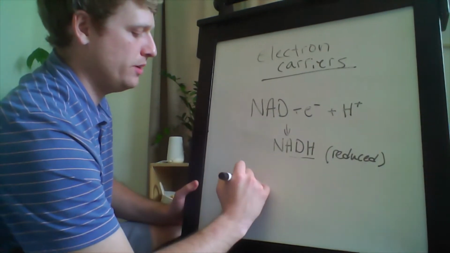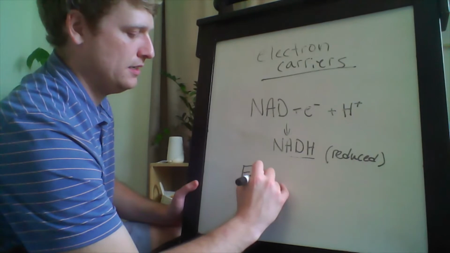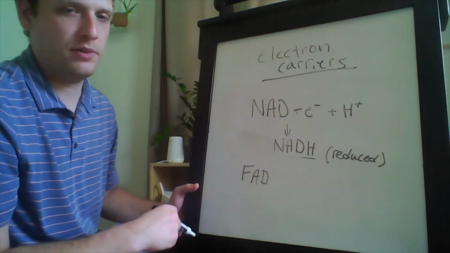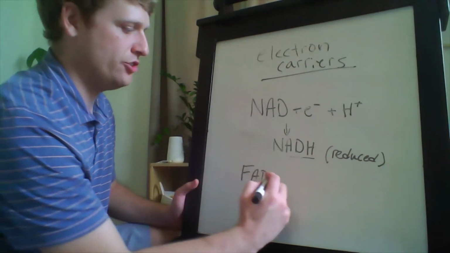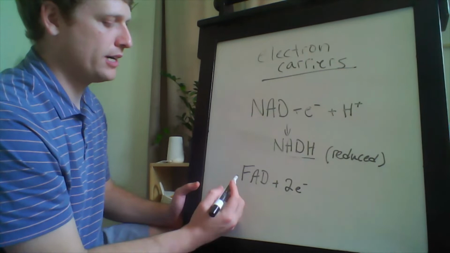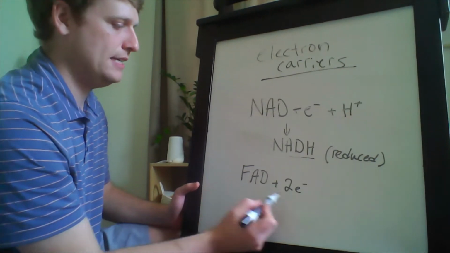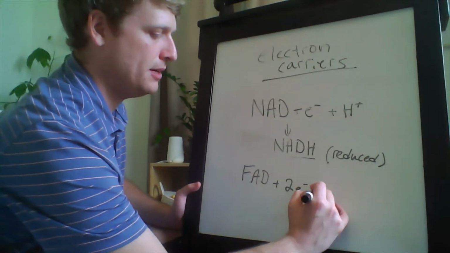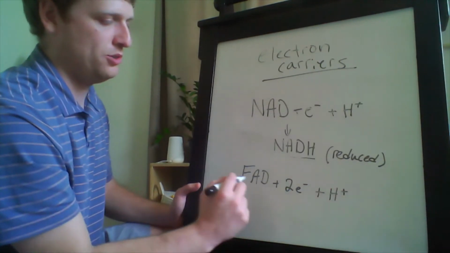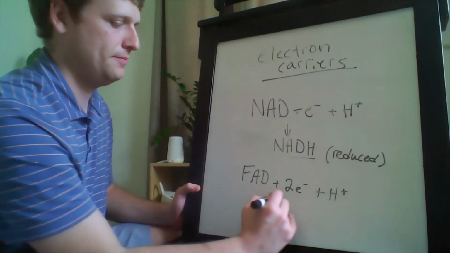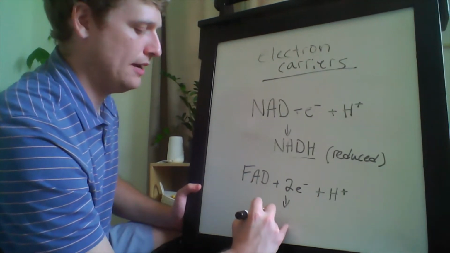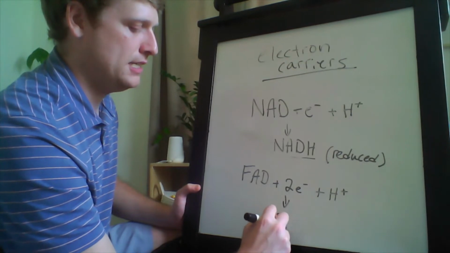Same thing happens with FAD, except that FAD is going to tend to pick up 2 electrons and 2 hydrogens at a time. So we're going to say FAD is being reduced, it's adding 2 electrons, but it's also going to use those electrons to form 2 new bonds with hydrogen. So when FAD is reduced, what you're left with is FADH2.